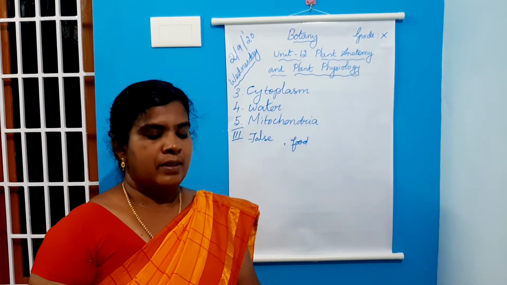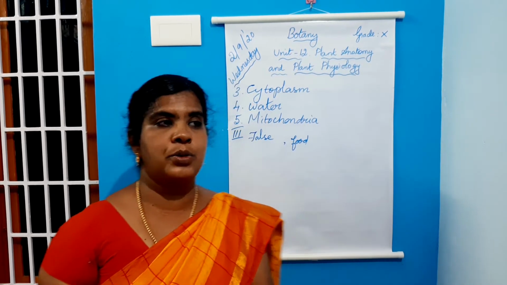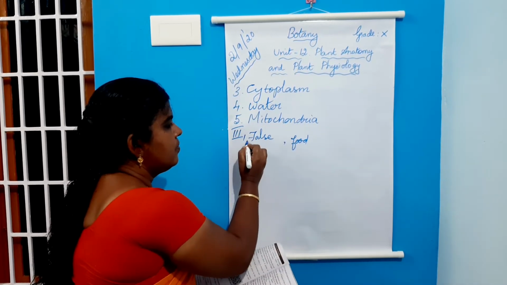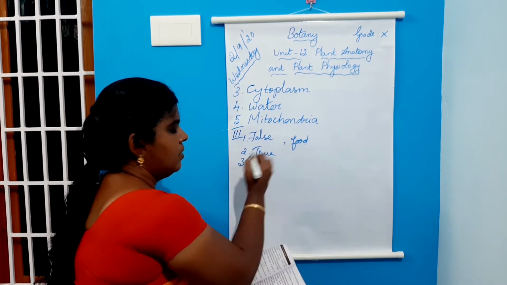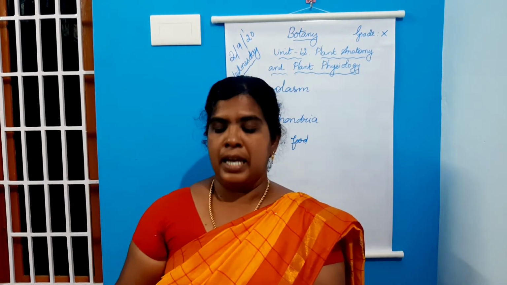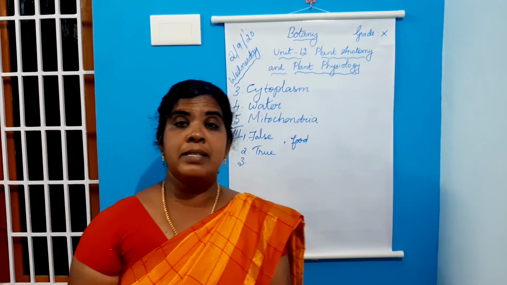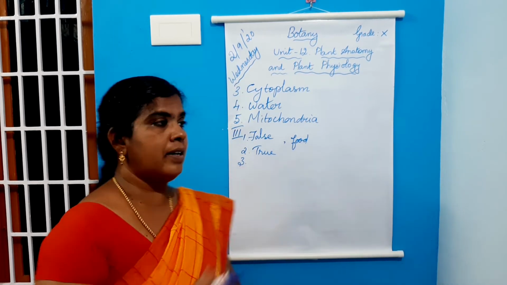Second one, the waxy protective covering of a plant is called cuticle. That is true. Then third statement, in monocot stem, cambium is present in between xylem and phloem. The given statement is false.